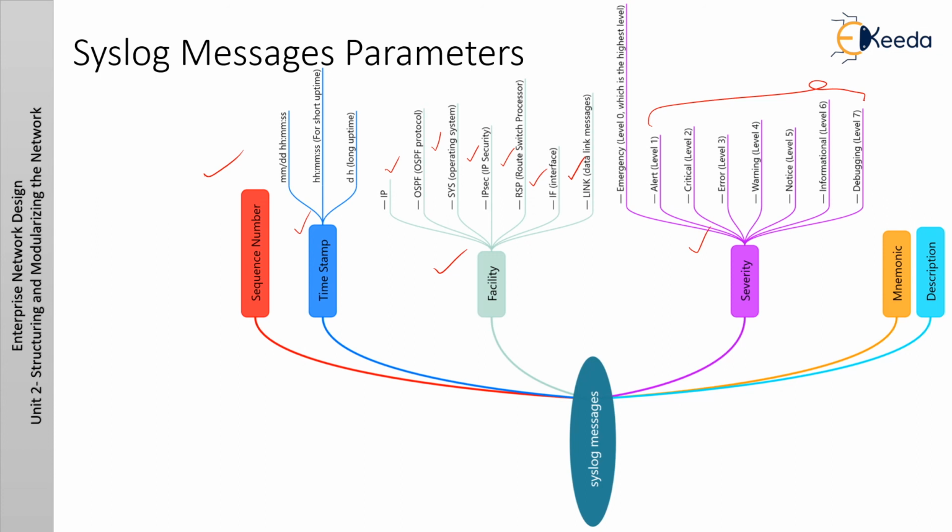Now come to mnemonic. This mnemonic is a code that uniquely identifies the error message. And finally, come to description. A text string that describes the condition. This portion of the message sometimes contains detailed information about the event, including port number and network address or addresses that correspond to a location in the system memory address space.